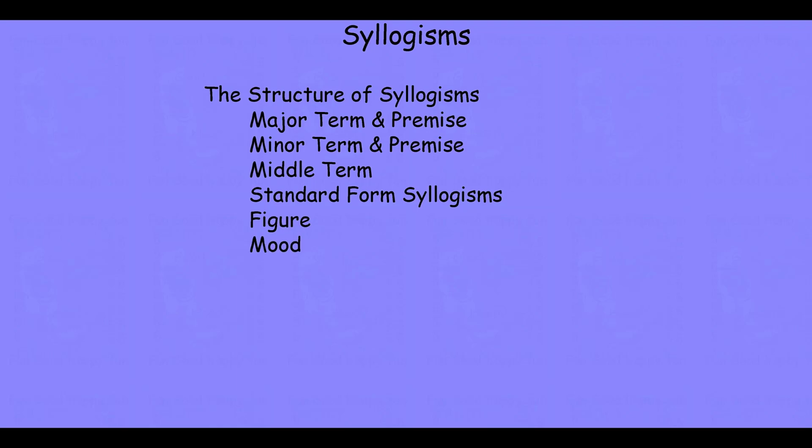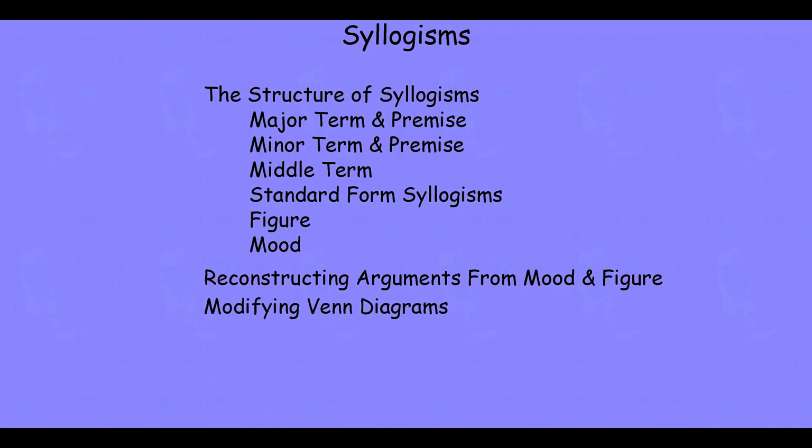We'll also introduce the notion of a mood. The mood is just the letter names of our standard form categorical statements as they appear in a standard form syllogism. So the letter name of the major premise, the letter name of the minor premise, and then the letter name of the conclusion. We'll see that you can reconstruct the argument form from the mood and figure alone. And in fact, if you were learning categorical logic in, say, the Middle Ages, you would only get the figure and the mood, and you would have to memorize lists of mood and figure that were valid in Aristotelian logic.